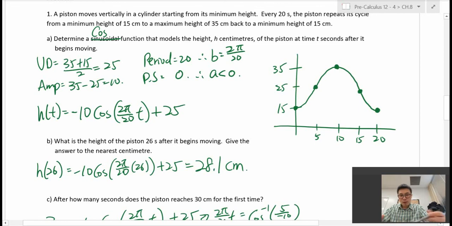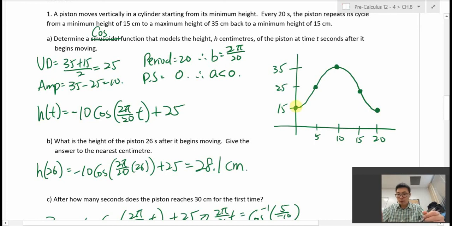So the period is 20 seconds. The value of b will be 2 pi over p, so 2 pi over 20. Notice I did not simplify it. I just left it as it is. It gives me more information, because if I see this, I know right away my period is 20 seconds. Because we're writing a cosine function, I'm going to assume that we start from the minimum. In that case, phase shift will be 0, but that means that a would have to be less than 0.